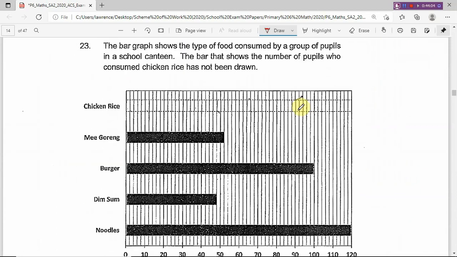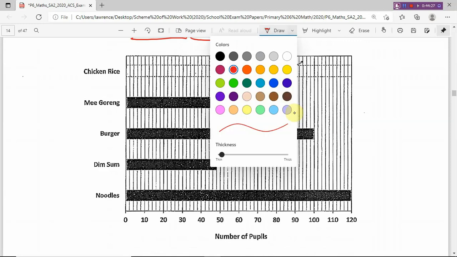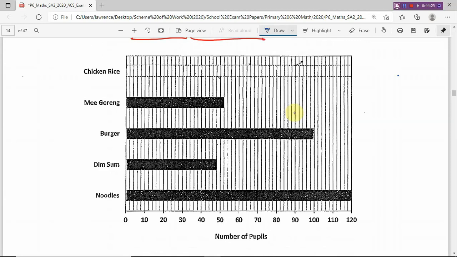Question 23. The lesson here is to put numbers on the bar graph. But before that, you need to count the gaps. Let's read the question. The bar graph shows the food consumed by a group of pupils. The bar that shows the number of pupils that consume chicken rice has not been drawn. So before you answer the question, you have to find the gaps. There are actually 5 gaps.